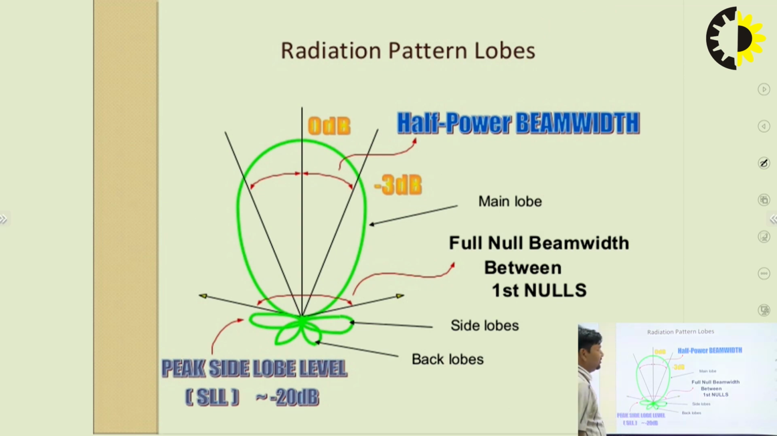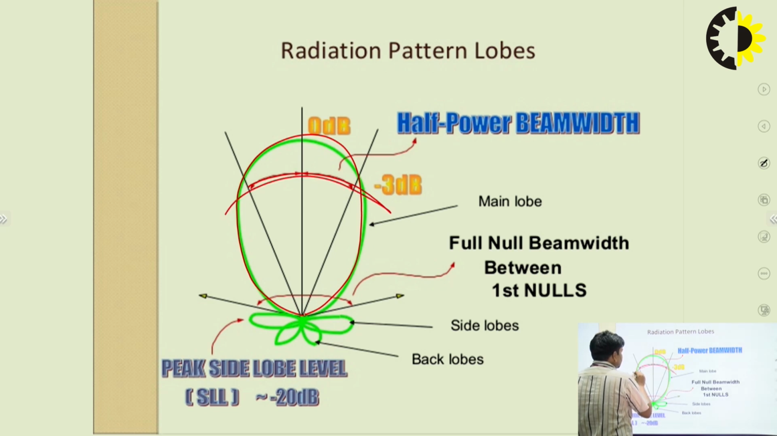So how do we calculate the half power beamwidth of the antenna, and what is the half power beamwidth? If I design any directive antenna, the radiation pattern or E field or power pattern is designed in that fashion. So this is 0 dB, and this is 3 dB down, minus 3 dB. The angle between them is the half power beamwidth.